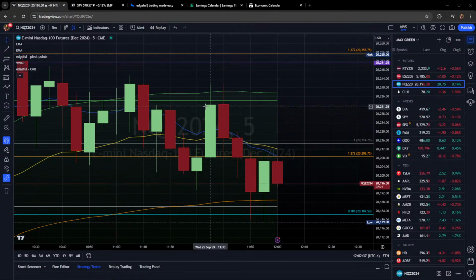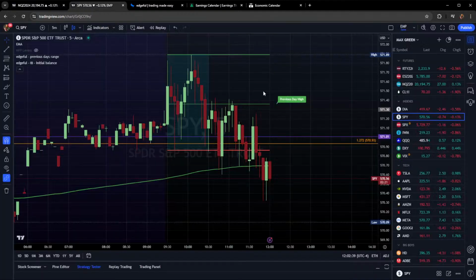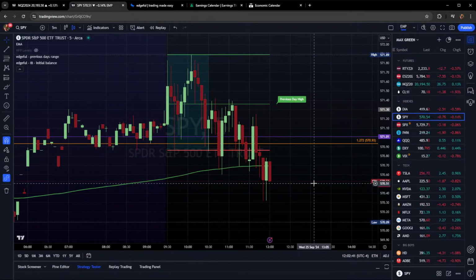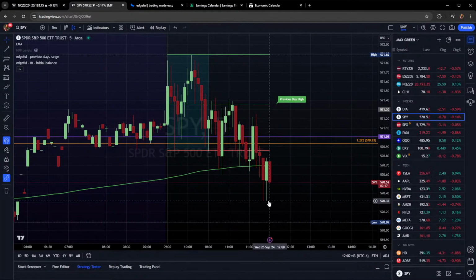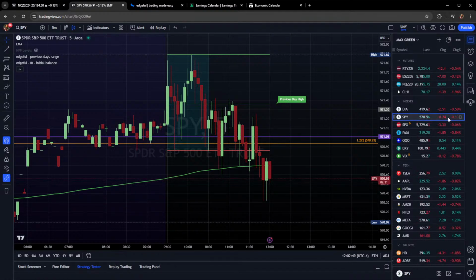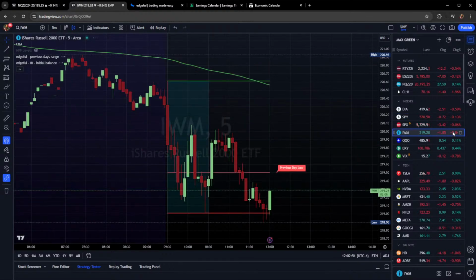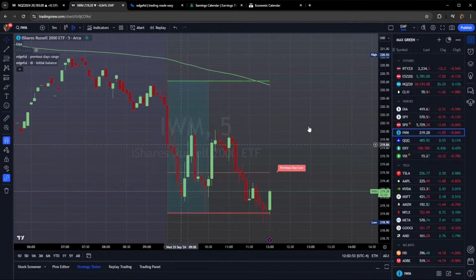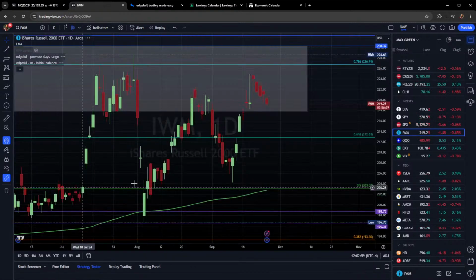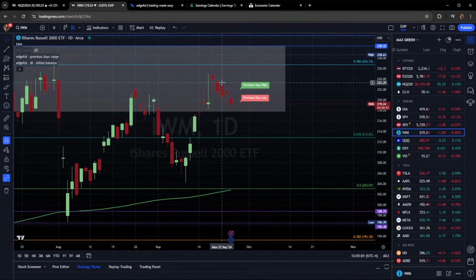Still looking okay. SPY is still weak, even though you had these wicks down here. You could keep buying it up, but red SPY, red Dow. What are y'all doing to IWM? Oh my god. IWM trades so weird.